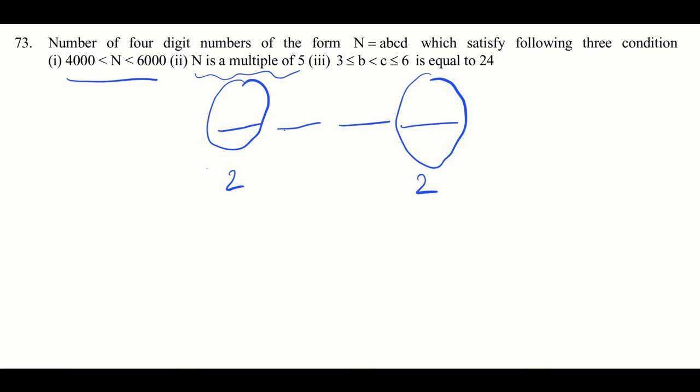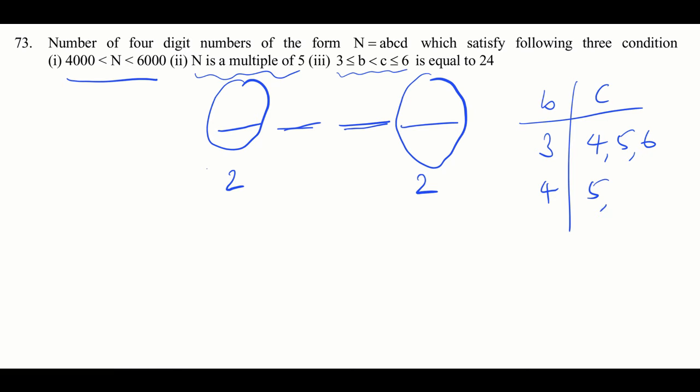Now for these 2 digits, he called them b and c. This is the condition. If b takes the value 3, then c has to satisfy this condition and be greater than b, so it can take 4 or 5 or 6. If b takes 4, then c takes either 5 or 6. And if b takes 5, then c can take only one value, namely 6. You can easily see that these are the only possibilities.